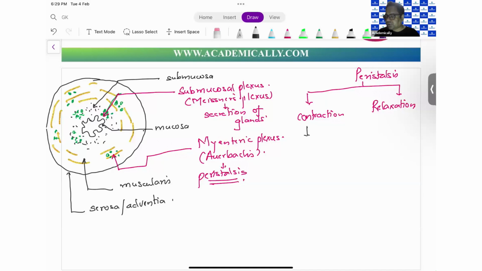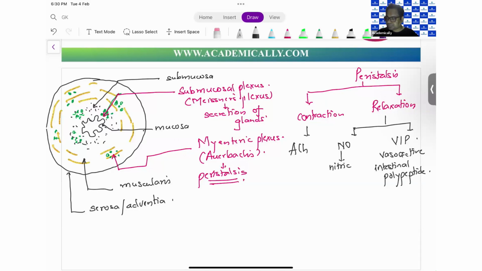So what is the neurotransmitter for contraction? It is acetylcholine. Whereas for relaxation, there are two neurotransmitters. One is nitric oxide and the other is VIP, vasoactive intestinal polypeptide. Nitric oxide. What is this? This is acetylcholine.